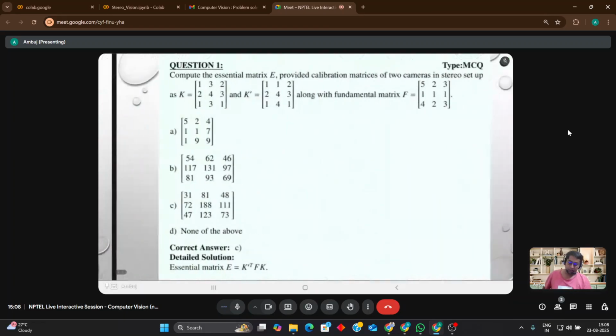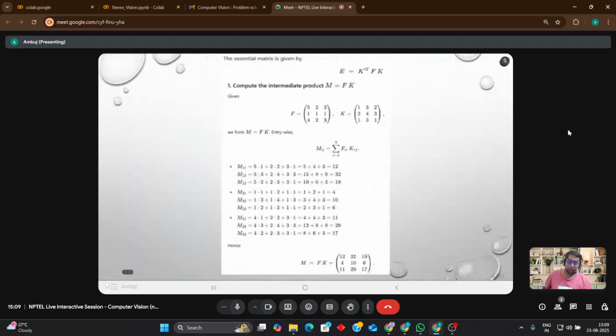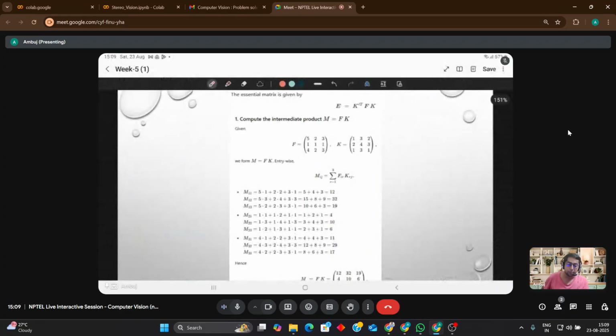Now you try to see, the essential matrix is given by E equals K dash transpose F K. These are all immediate multiplication products. First of all, we'll compute this product F into K. F as a matrix has been given to us, and K as a matrix has been provided to us. Now compute the matrix M equal to F into K, entry by entry.